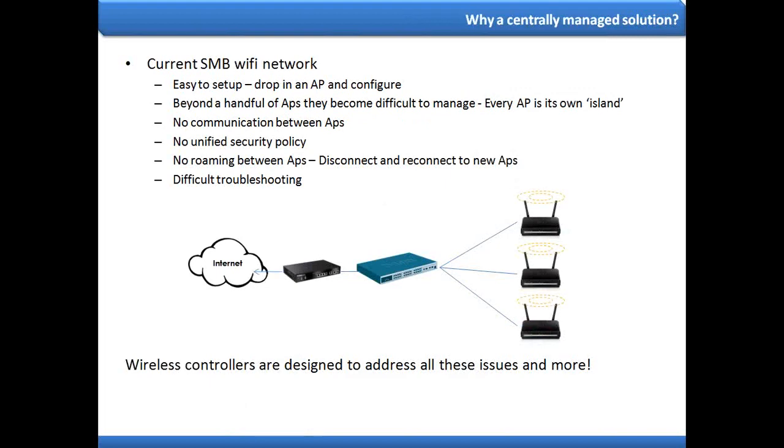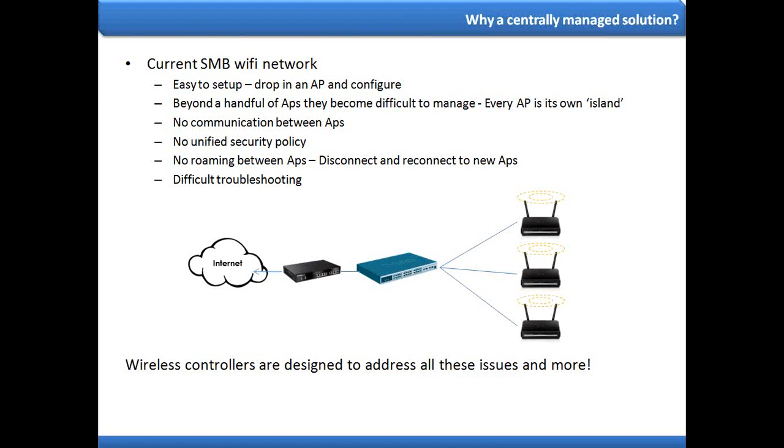So to get right into it, we want to talk about why you are looking for a centrally managed solution for a small medium business. If you take a look at a wireless network that you may have at your home, it may consist of a router or a couple of access points. It's very easy to set up. All you need to do is essentially drop in an access point, configure it, and away you go. But when you start taking a look at more than one or two access points, or a router and an additional access point, it becomes very difficult to manage.